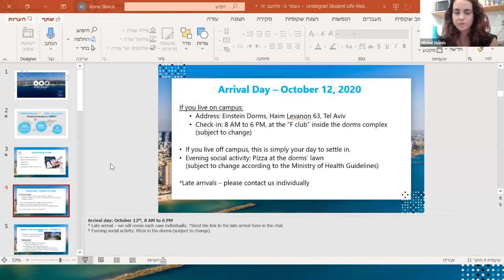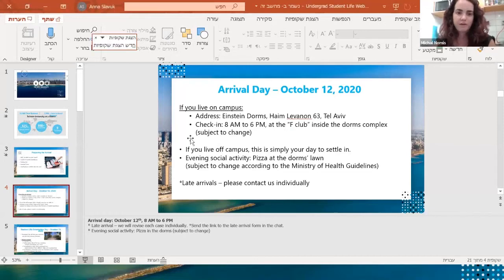Usually what we do on arrival day is we meet up for pizza in the evening at the dorms. Everyone's invited, even if you don't live in the dorms. But of course, we will have to follow the Ministry of Health instructions. And if we would not be allowed to do gatherings, then maybe it would be canceled, but we hope that it would happen as usual.